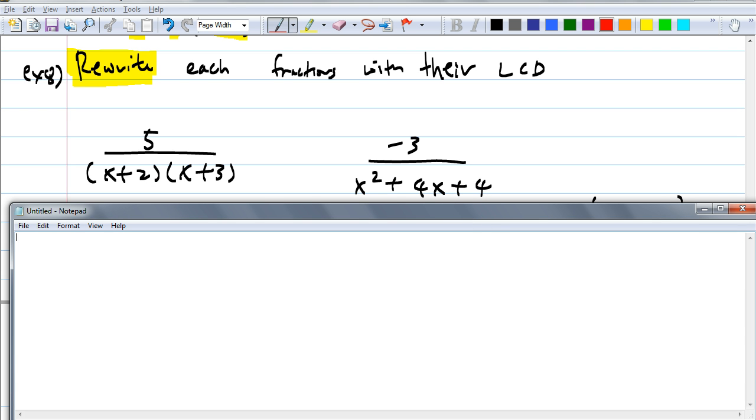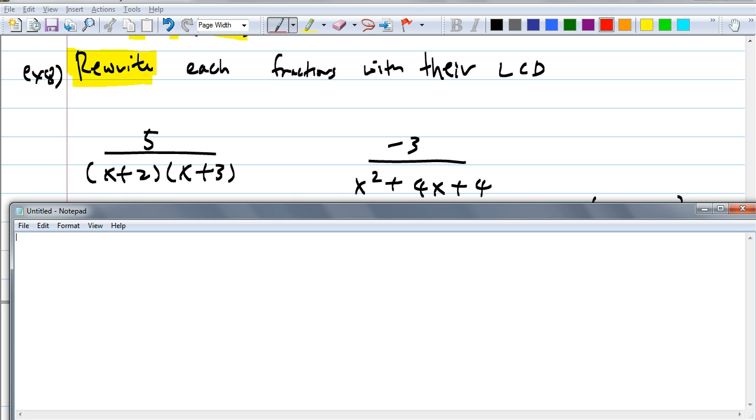Okay, here, this one is nice because it kind of combines everything that we've been doing, this whole examples from 1 through 7. Look at the instruction. It says to rewrite each fraction with their LCD. Now, the other one, they just asked for the LCD. This time, they want you to rewrite them now, okay? So, first of all, in order to rewrite them with LCD, guess what we have to find first? The LCD. We don't know the LCD yet.